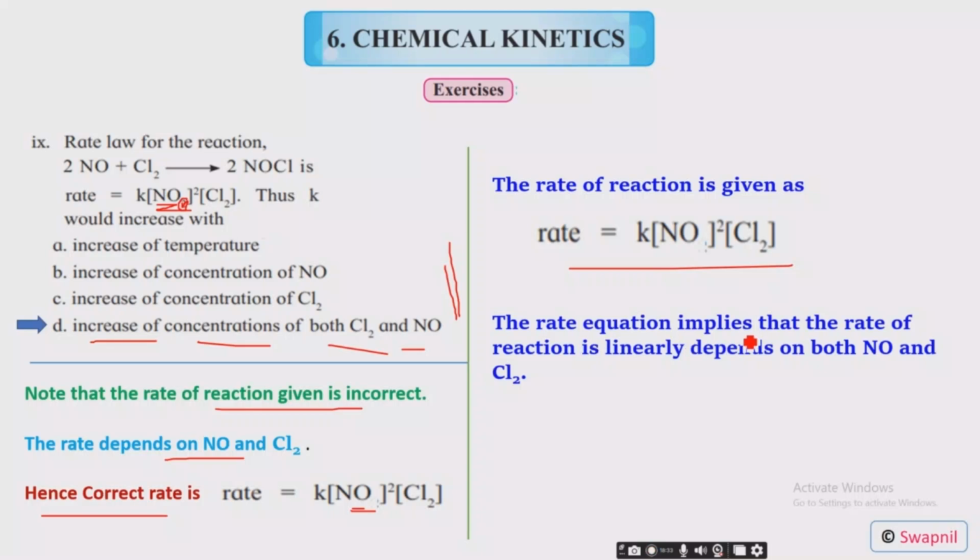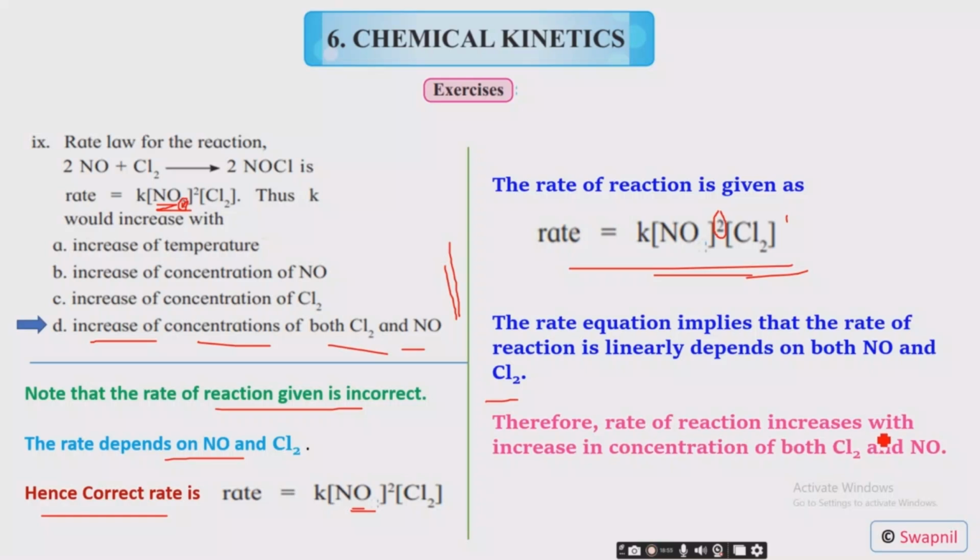The rate equation implies that the rate of the reaction depends on both NO and Cl2, and hence the rate of the reaction increases with increase in concentration of both Cl2 and NO. So the correct option is option D.